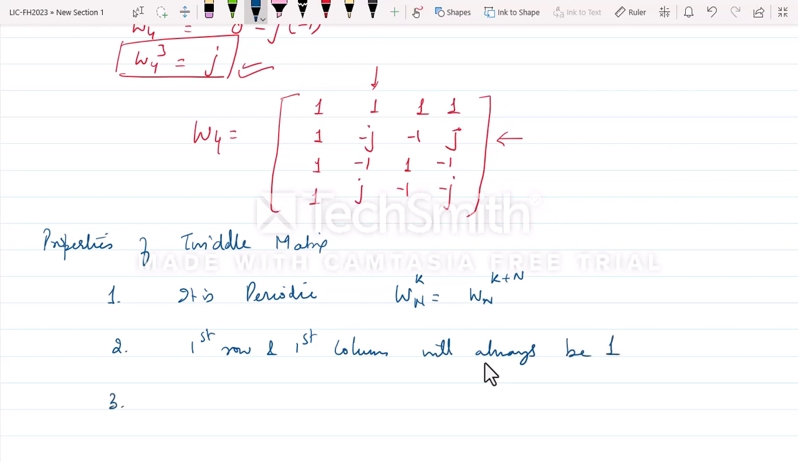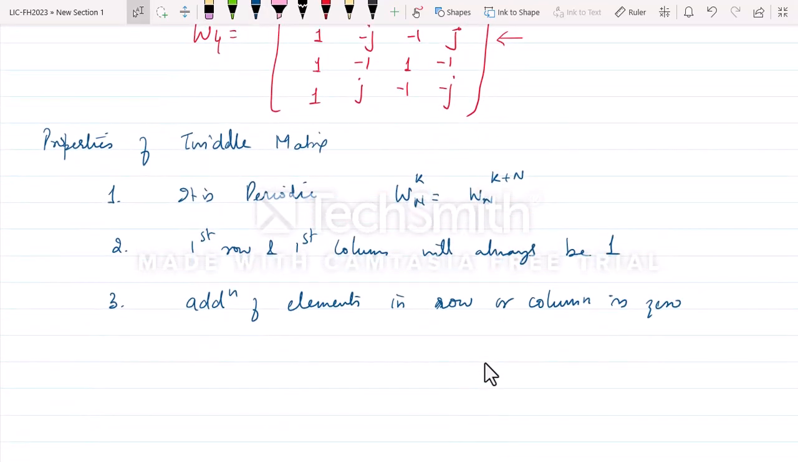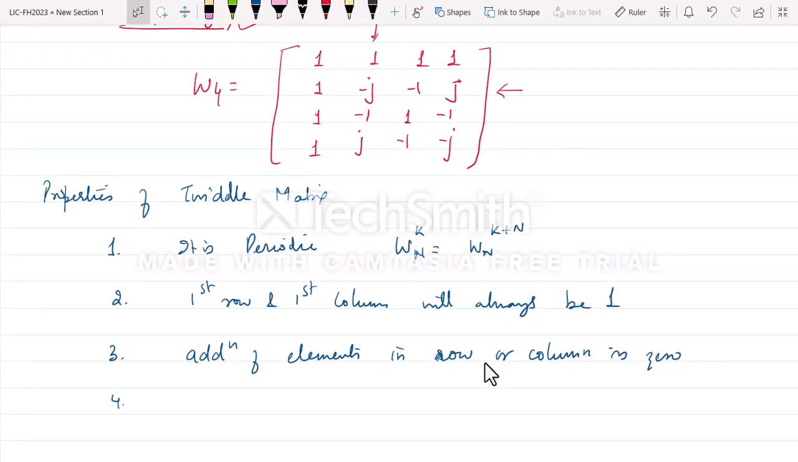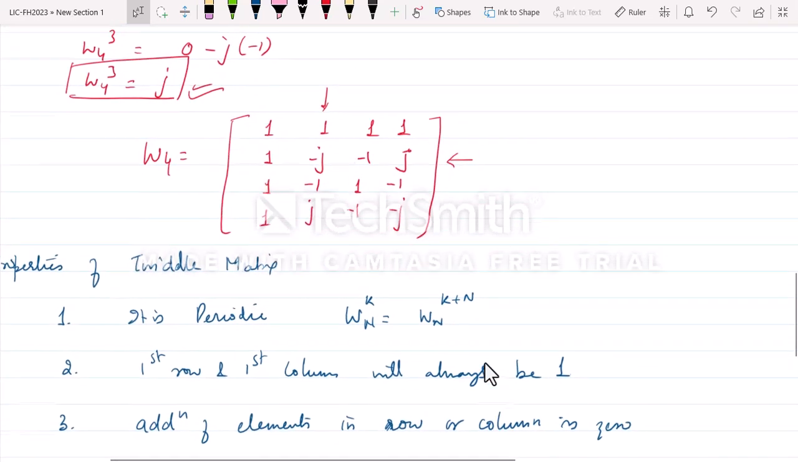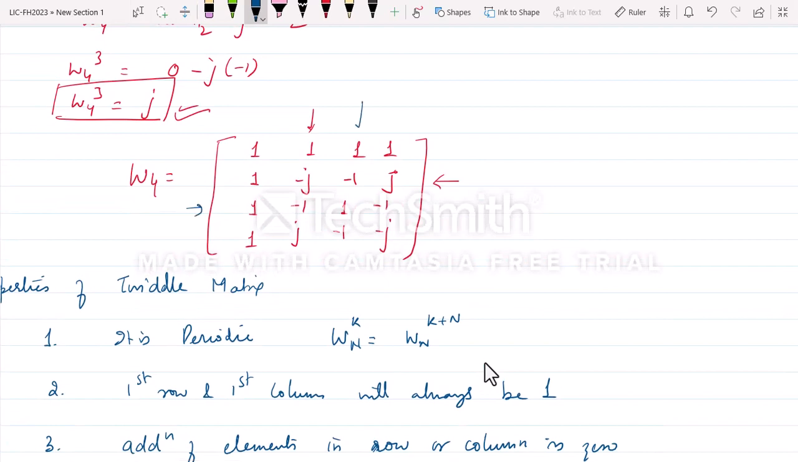Third, addition of elements in a row or column is 0. This is except first column and first row. Addition of elements in a row or column is 0. Fourth, you can see the second row is the same as the second column. Third row is the same as the third column. It is except first row and first column.